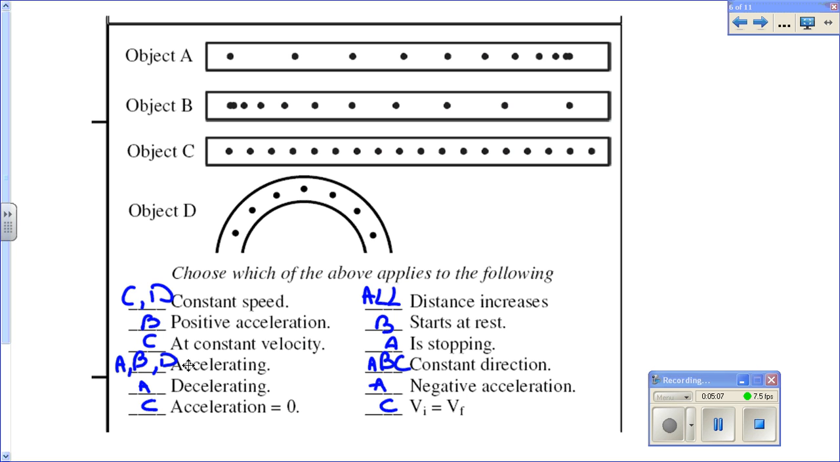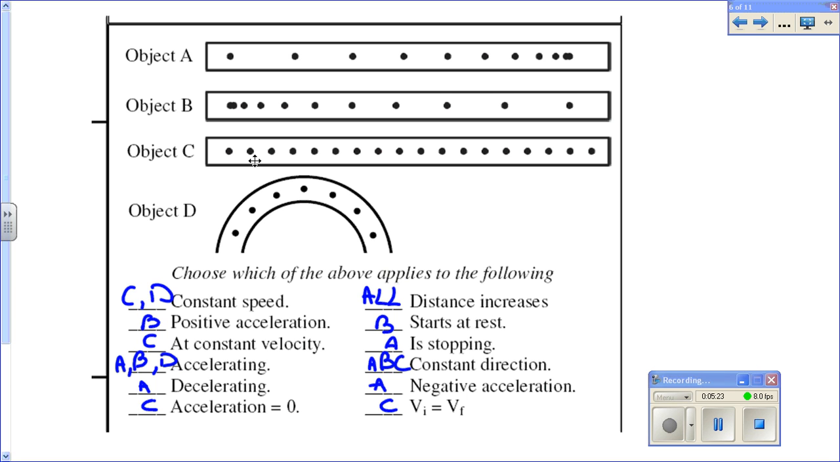We're going to call acceleration both positive and negative acceleration. So A is decelerating, so it's the answer for decelerating and the answer for negative acceleration. And B is positively accelerating. Object D has a constant speed, as we see here for the very first answer.